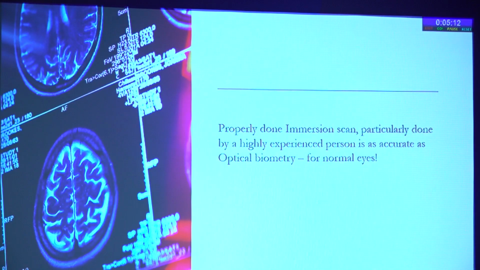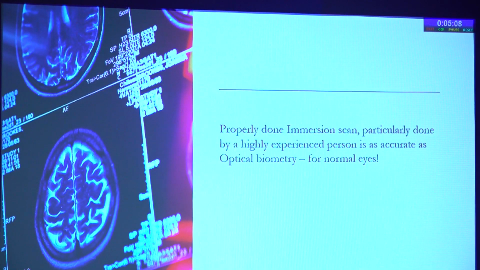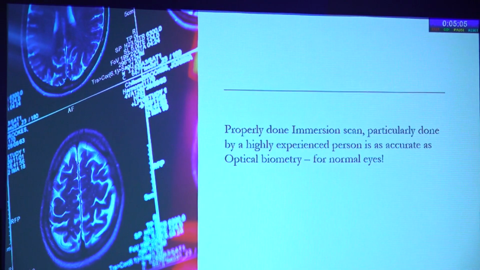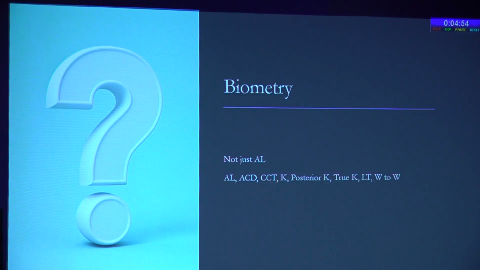However, immersion scan biometry, when done by an experienced, good technician, can give reasonably good results provided it is not a very long eye or a short eye. Axial length between approximately 20 to 24 will give reasonably good values with immersion scan. However, for short and long eyes, it is not ideal, nor for post refractive surgery eyes and for irregular corneas. Another major advantage is that it is not just axial length that is important or needed to give good values post biometry.